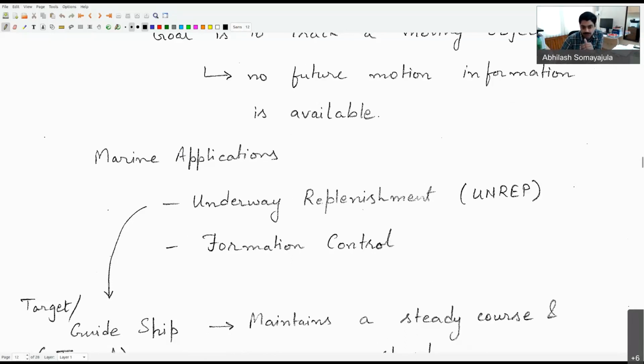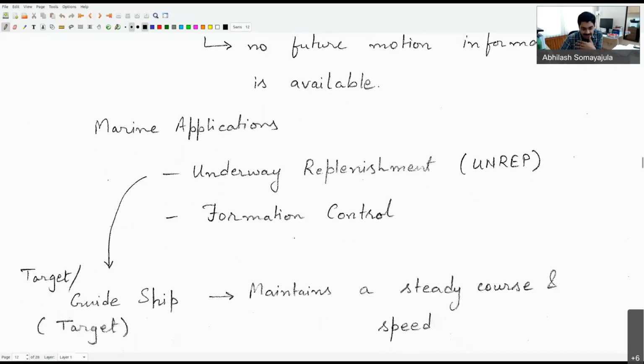Or the other application which might be interesting might be formation control, where we are tasking both these vessels to move in a particular formation, and they are basically looking at their neighbors and deciding what they should be doing. That's kind of the main idea there.